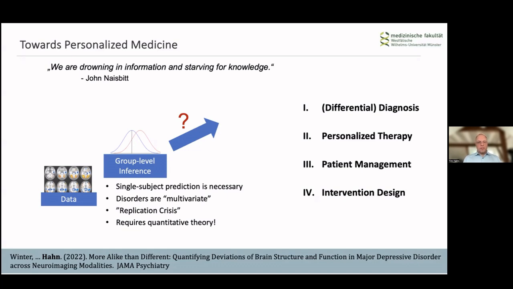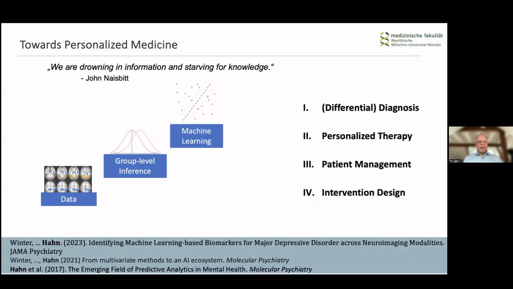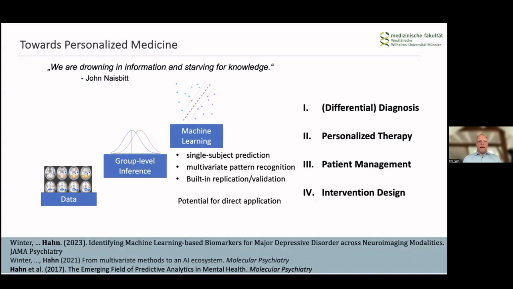So group level inference has a whole host of problems that keeps it from allowing us to make a prediction about a single subject, to make a prediction about inference where lots of variables are needed. So how do we close that gap? And one main way to do this is machine learning. And machine learning has all these advantages that I just pointed out in group level inference are not present.